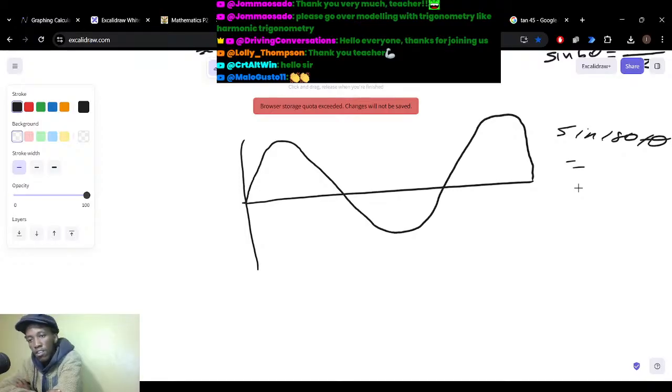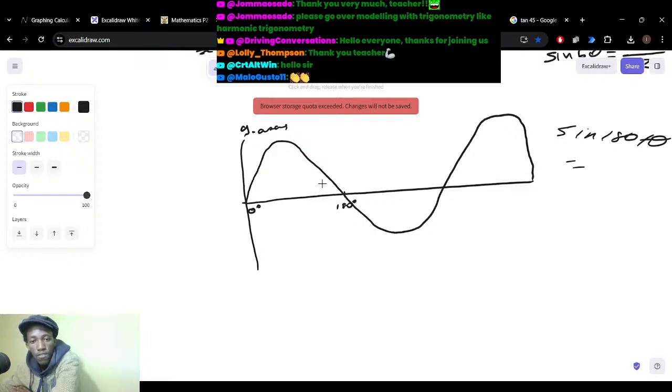So let's say we want to reduce sine 180 plus theta. How do we do it? This point here is 0 degrees, and this is the y-axis. So this is 180, and you sort of shift your y-axis to 180. 180 is here.